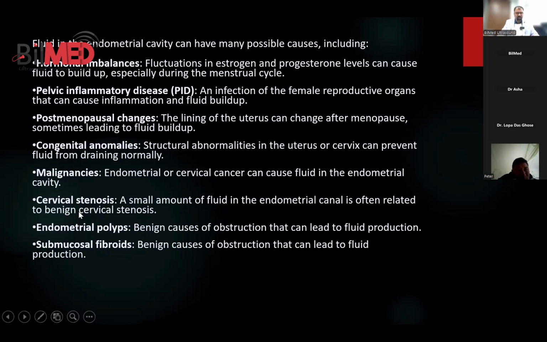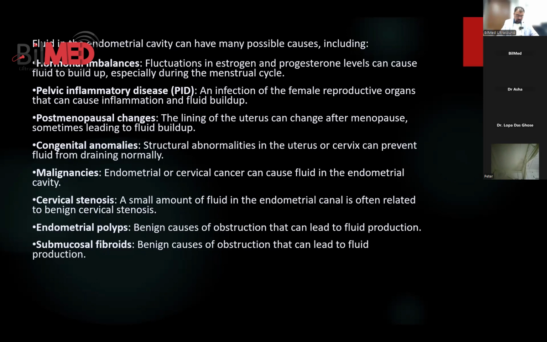So these are the points you have to keep in mind when you are looking at endometrial fluid. Do not just report that there is endometrial fluid. You have to exclude that there is an endometrial polyp in that given case, that there is no fibroid which is obstructing, and that there are no congenital abnormalities, which can also be a cause of the endometrial cavity fluid.